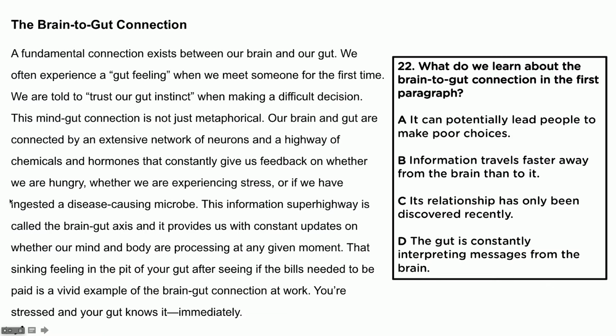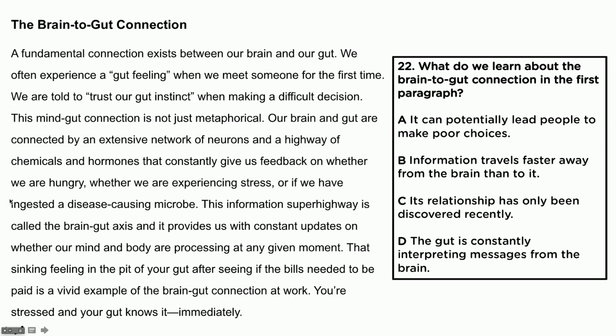You should read that paragraph, fully understand it, then turn your attention to the question, which we'll do now. So, question 22. What do we learn about the brain to gut connection in the first paragraph? A, it can potentially lead people to make poor choices.